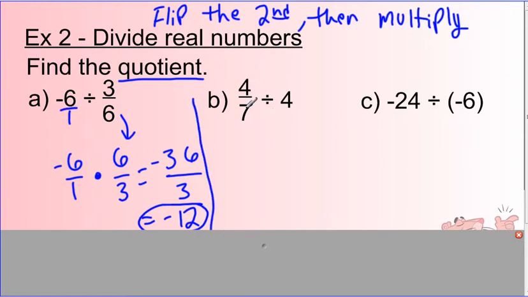Okay, let's check this one. So if you don't have fractions, make fractions. Flip the second one and multiply. So this is going to be 4/7. We're going to flip this to 4/1. Then we change it to multiply. And we get 20. No, I lied. 4 times 4 is 16. Over 7.